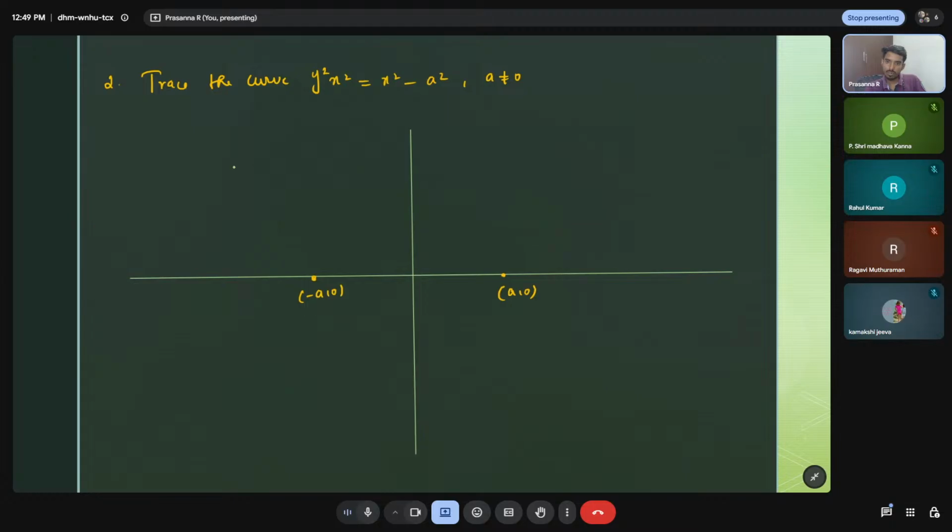So y is equal to 1, this is your first asymptote. And we have another asymptote which is y is equal to minus 1. And then we have one vertical asymptote also, at x is equal to 0.